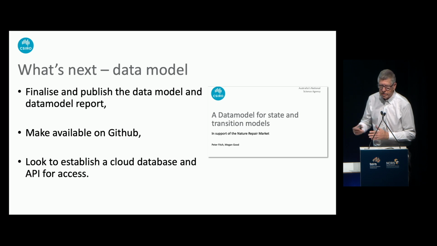So what's next? As I mentioned a moment ago, this work is in the process of being written up. We're putting the data model on GitHub, on the Ecological Knowledge System repo. So that'll be available, including the scripts that we use to manipulate the model. And we're hoping that we can leverage this work to build a cloud database and API to serve out the state and transition models that are being developed as part of this project.